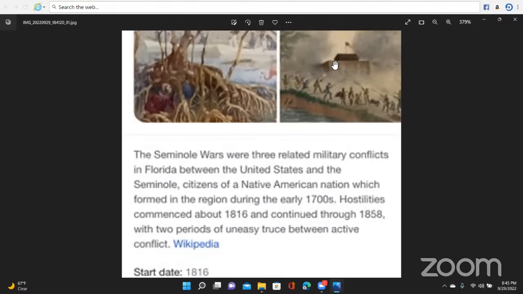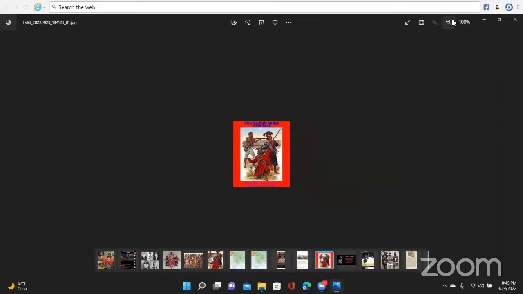Now look what it says. Hostilities commenced in 1816 and continued through 1858 with two periods of uneasy truce between acts of conflict. You see what it says now, right? Notice they call it the Seminole Wars. We ain't never had no truce with them, is what they not telling you. But let's go on to the next. That's right. We ain't never backed down.